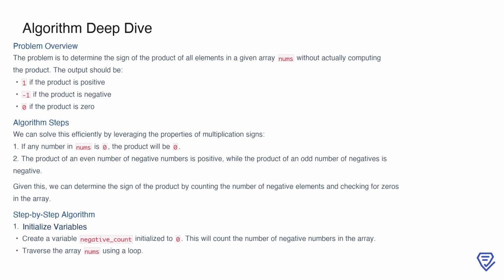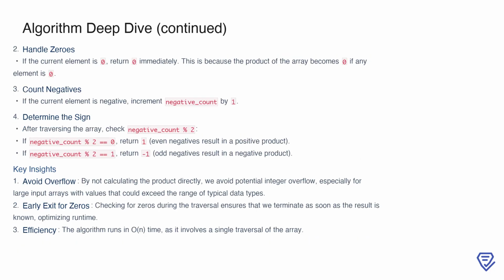With this understanding, the algorithm begins by initializing a variable to track the count of negative numbers and then traverses the array step by step. The algorithm proceeds by first addressing the presence of zeros. If the current element in the array is 0, we immediately return 0, since any product involving 0 will always result in 0. This ensures an early exit and saves unnecessary computation.